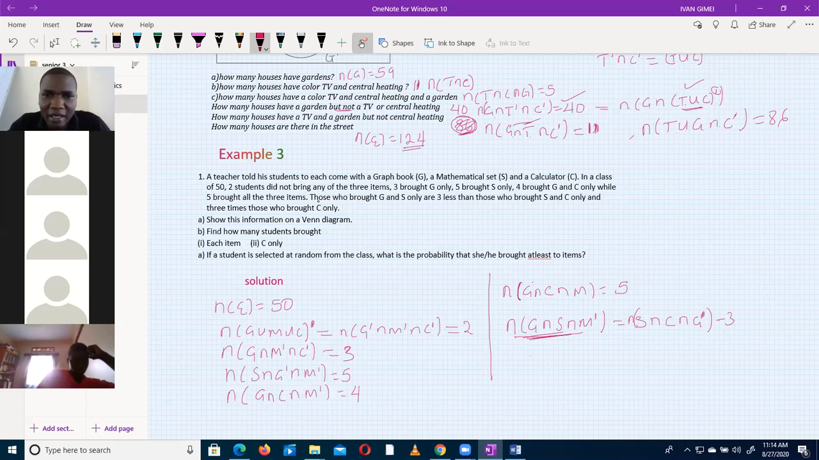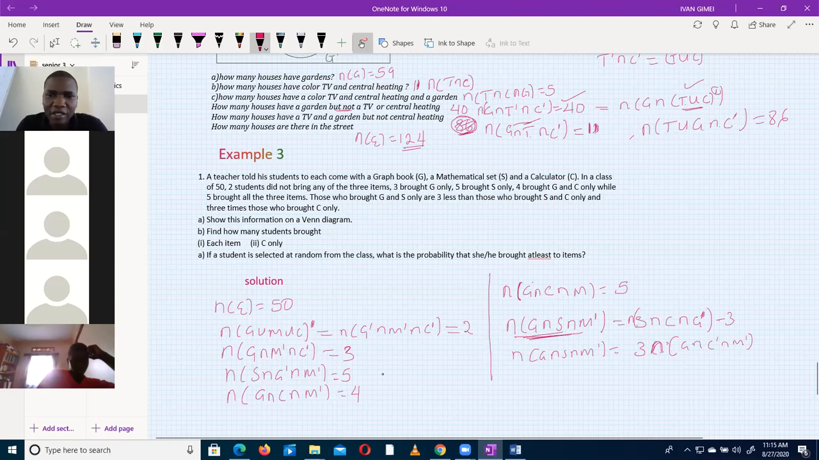Now here they're saying the number of those who got G and S only are 3 times those who got C only. That means the number of G intersection S intersection M only is 3 times those who got C only, which is G intersection C complement intersection M complement, something like that.